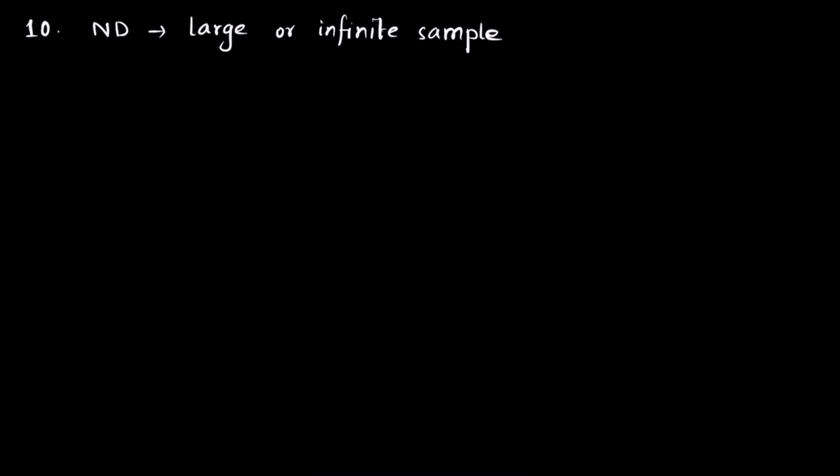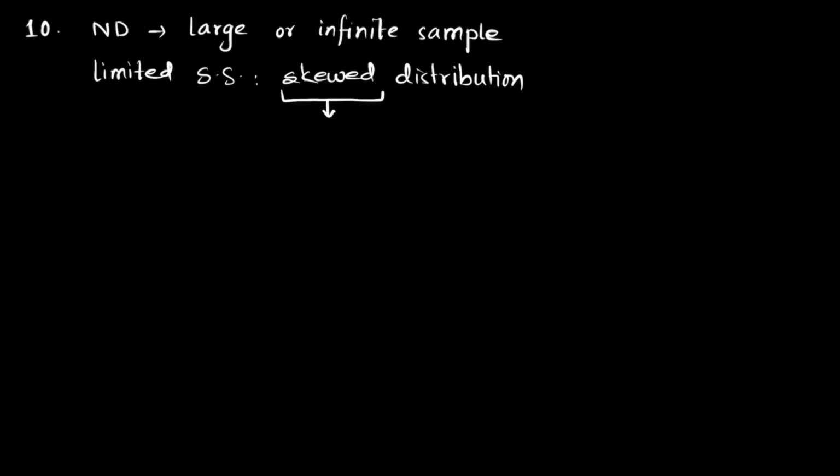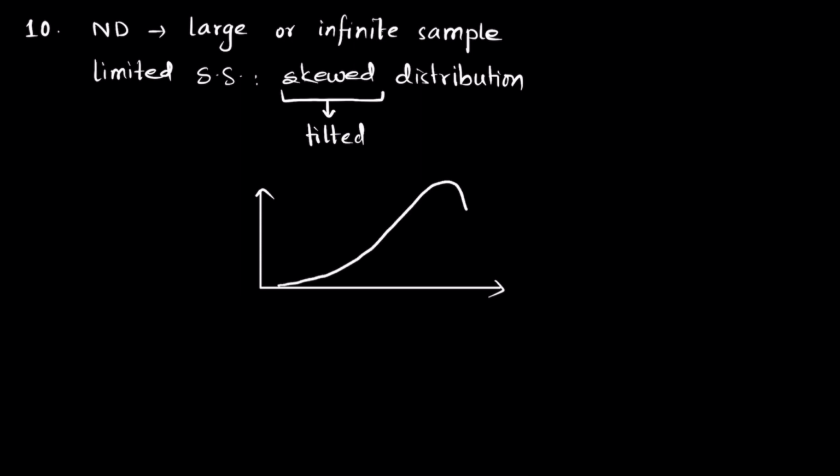But then let's say you take a limited sample size. In that case, instead of getting a normal distribution, you end up getting something called a skewed distribution. In skewed distribution, the graph is tilted on one side. That is, it looks something like this. So we have a limited number of people, and in that case the graph ends up looking like this. So it's not bilaterally symmetrical. Instead, it is tilted on one side.